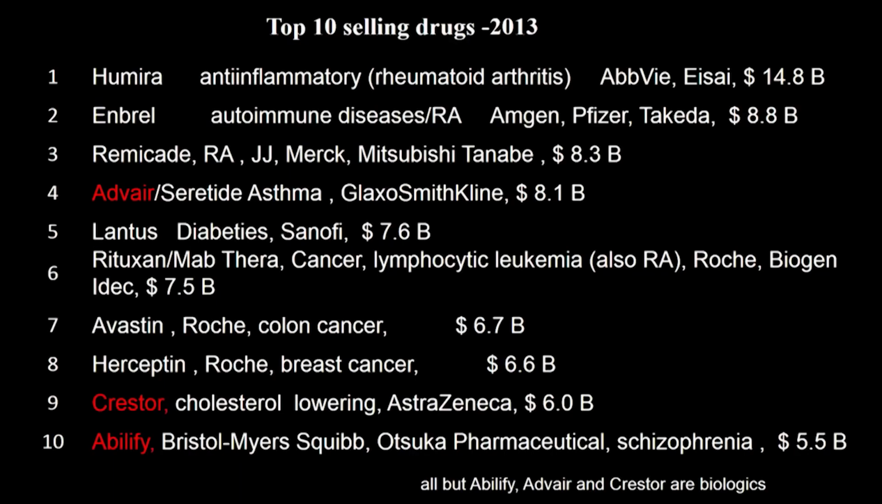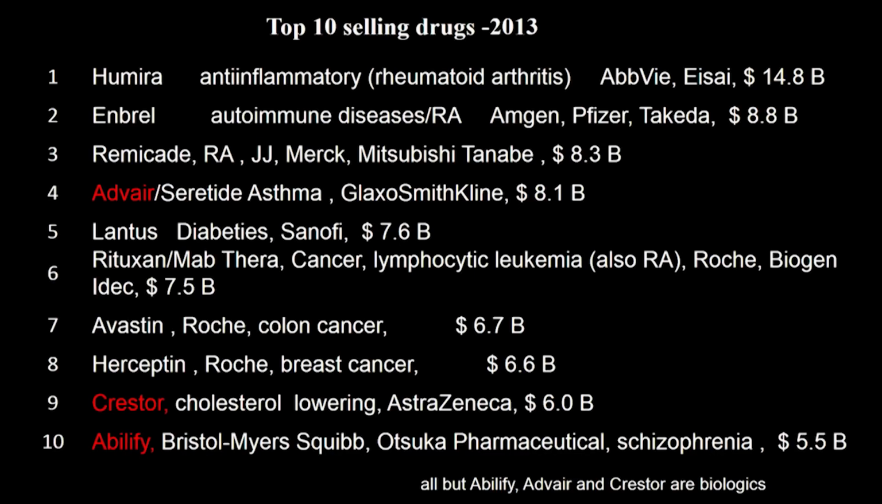Okay, so let us look at the top 10 selling drugs in the year 2013. It just gives you an idea of which drugs are currently very, very important. So you look at this, the top selling drug in 2013 is an anti-inflammatory drug for rheumatoid arthritis, 14.8 billion sales. Okay, that's big money.